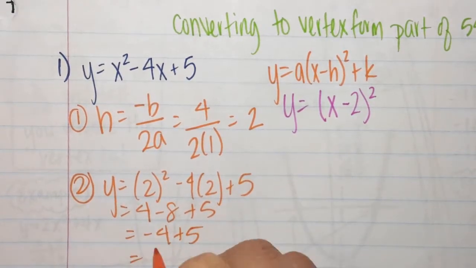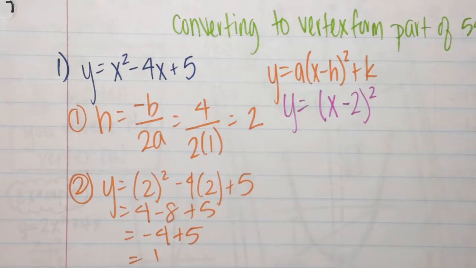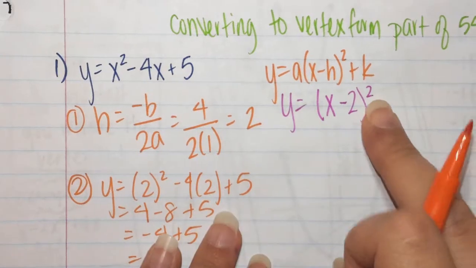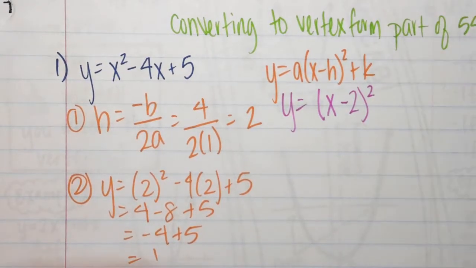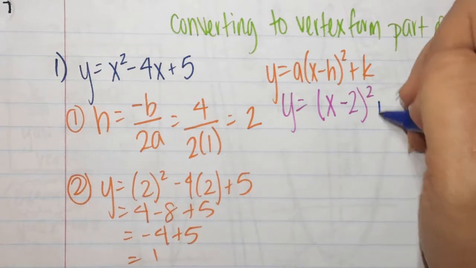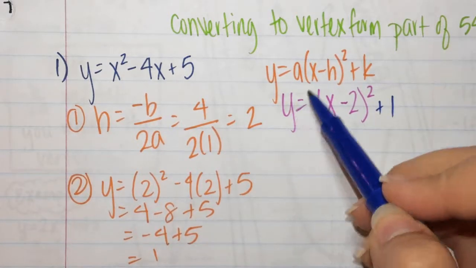I don't know how you got 11. I got 1. I thought 11 minus 10 equals... Alright, so do I put plus 1 or minus 1? Plus 1. And boom, we're done.